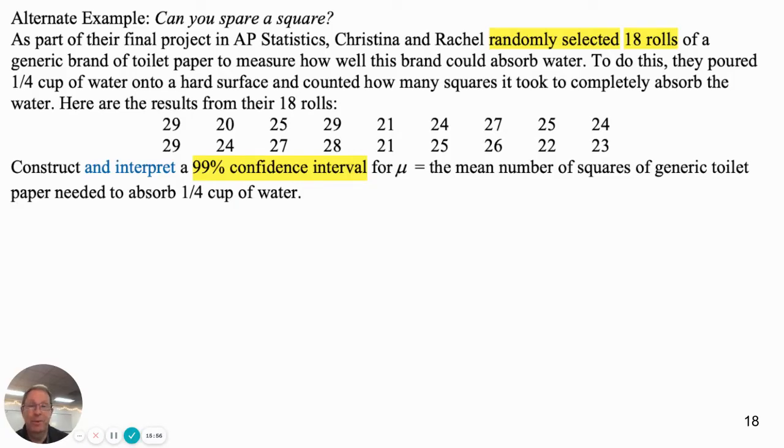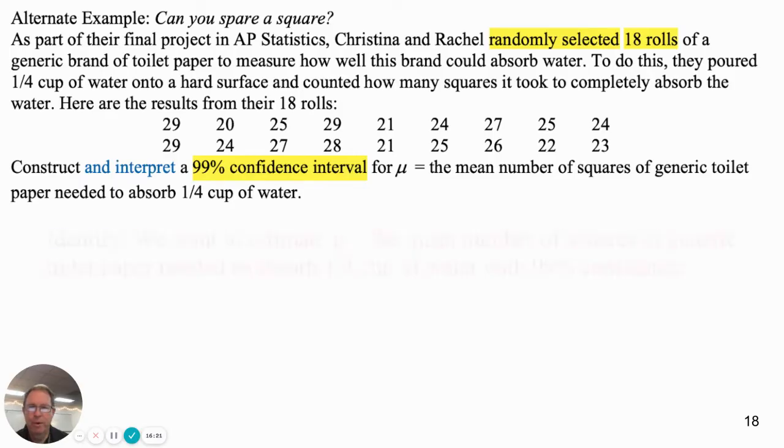Okay, so we have the data here, and we can see that the observations are less than 30, so we know we're going to have to graph that data to assess the normality of the parent population. Here's the question. Construct and interpret a 99% confidence interval for mu equal to the mean number of squares of generic toilet paper needed to absorb 1/4 cup of water.